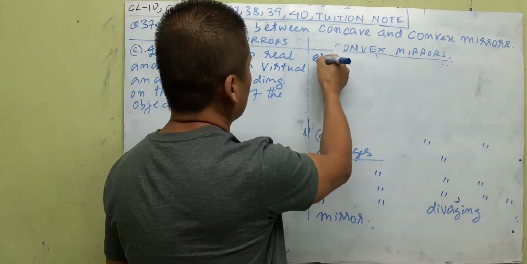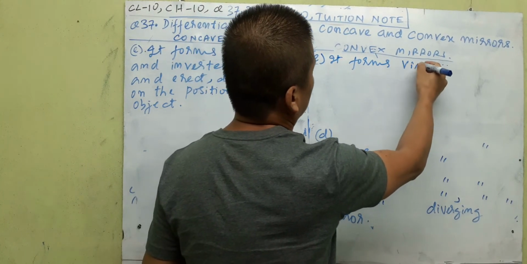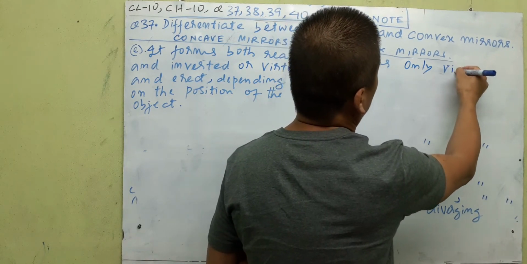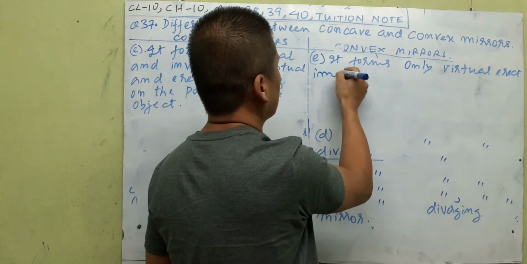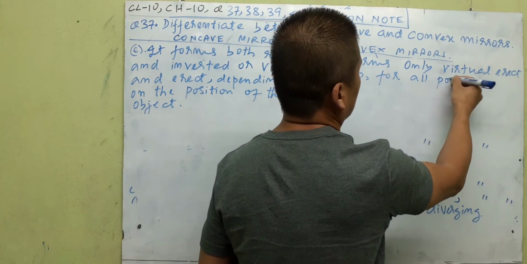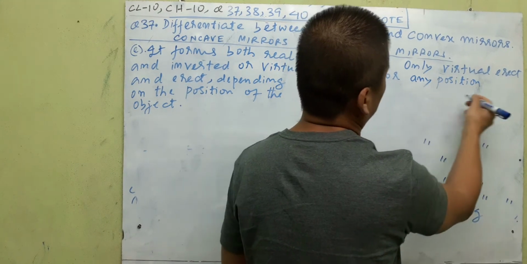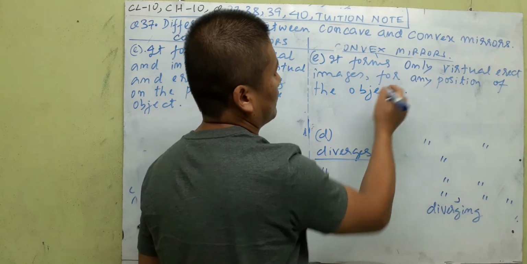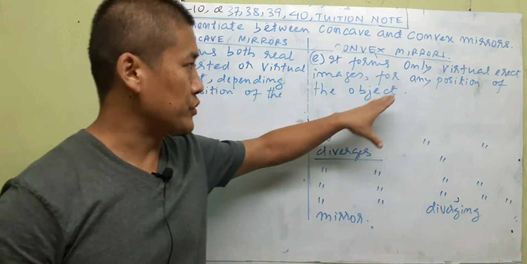But the convex mirror forms only virtual erect images for all positions, or any position of the object. So wherever you put the object in front of a convex mirror, the image is only going to be one type, virtual erect. It cannot form a real and inverted image.